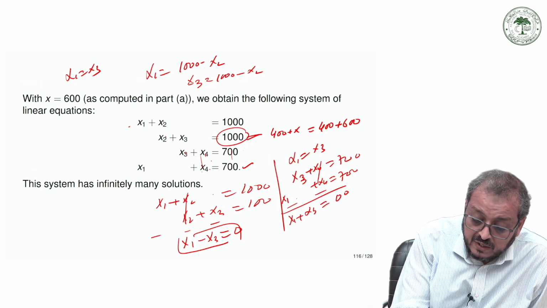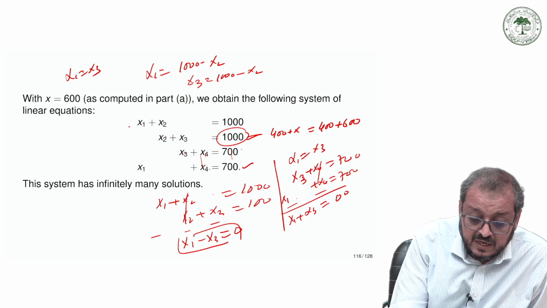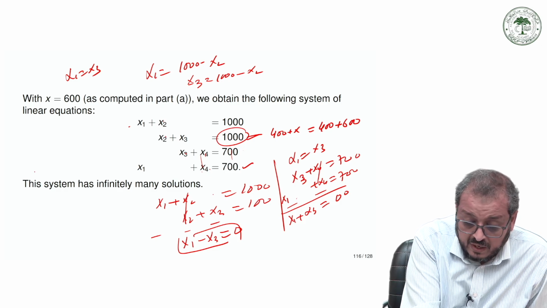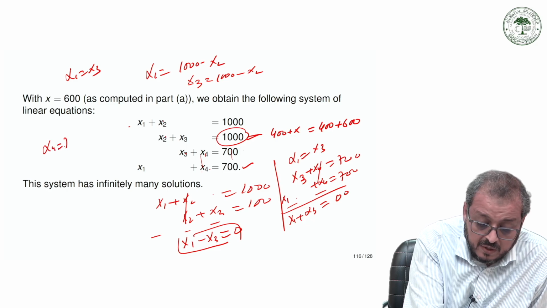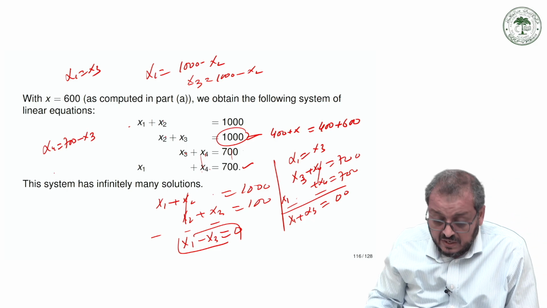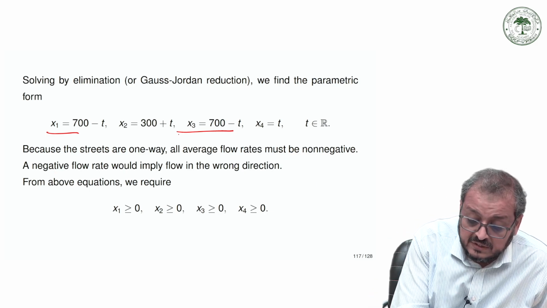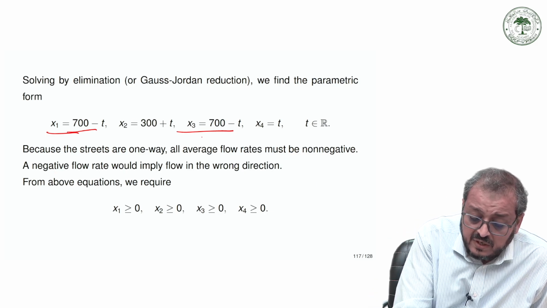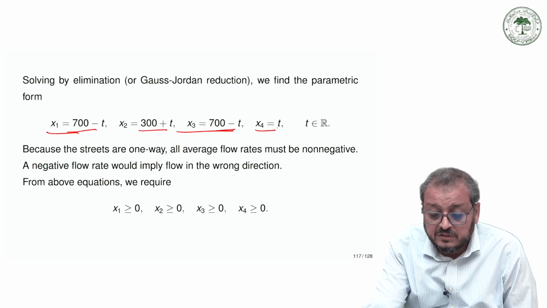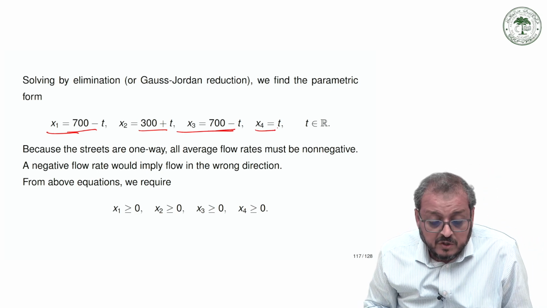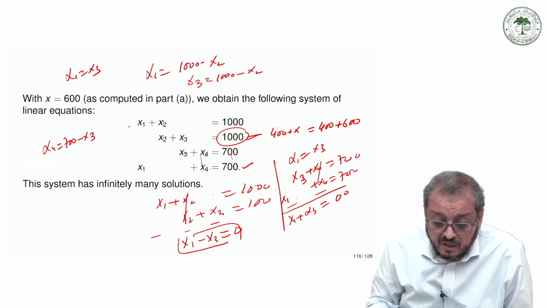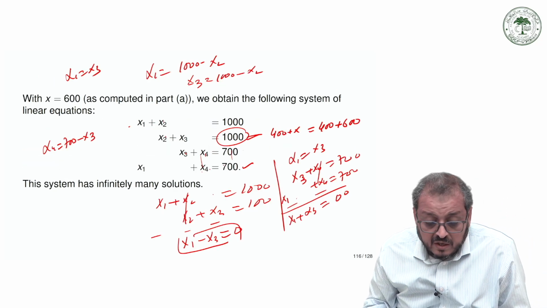Now since x1 and x3 are the same, we can calculate x4, which is equal to 700 minus x3. So we get 300 plus t, and then 700 minus t, and then x4 is equal to t. So we substitute the value x4 is equal to t, and then we can get all the others by substitution.